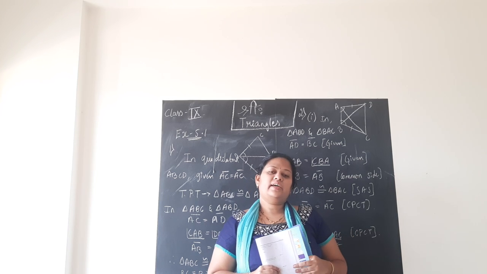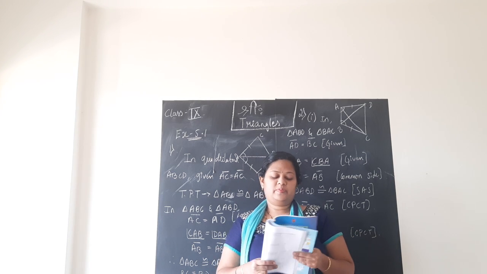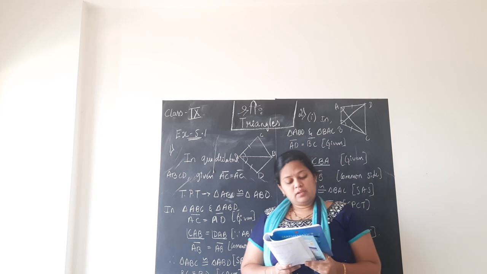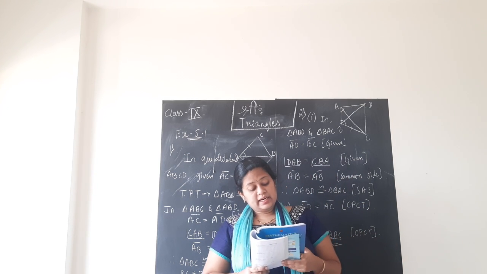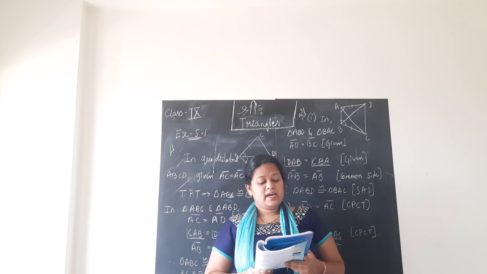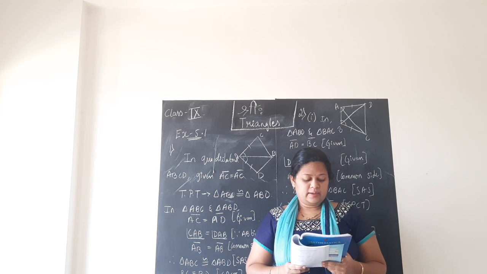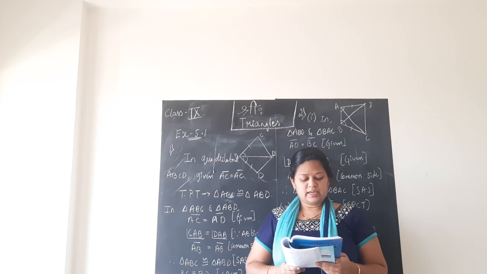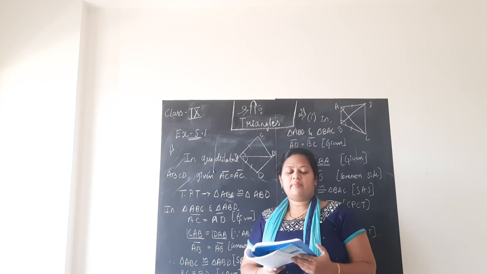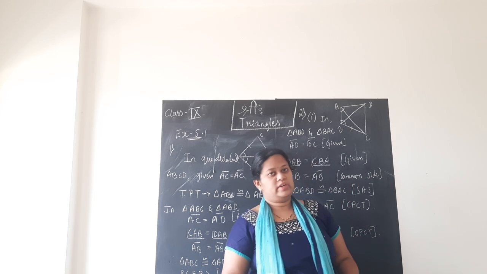So we should start with Exercise 5.1, children. The first question is: in quadrilateral ACBD, side AC is equal to AD and AB bisects angle A. Show that triangle ABC is congruent to triangle ABD. What can you say about BC and BD?